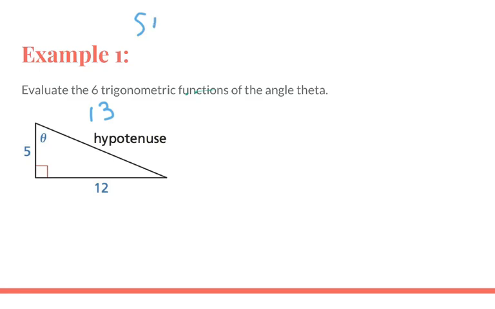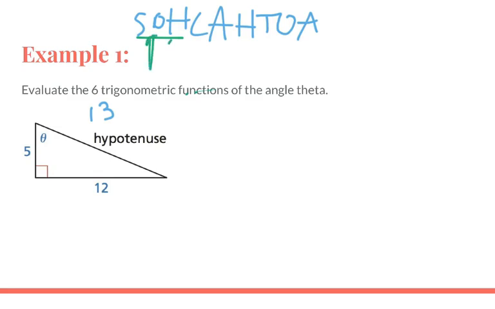Let's start with the 3 easy ones that we know, sine, cosine, and tangent. So I'm going to start writing out SOHCAHTOA because that's always helpful to have at the top of our paper. And let's just start with the first one, sine. Sine is opposite over hypotenuse. And remember, we're doing it from this angle. So what's the opposite side? That would be 12. And what's the hypotenuse? That is 13. So sine of theta is 12 over 13.